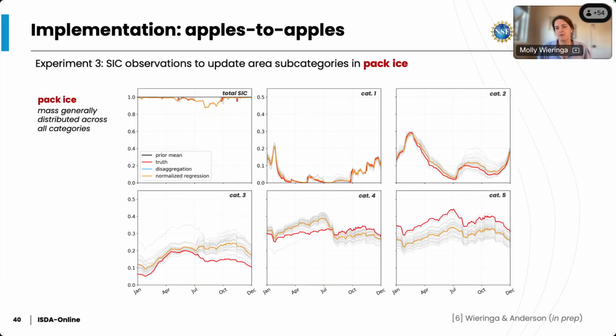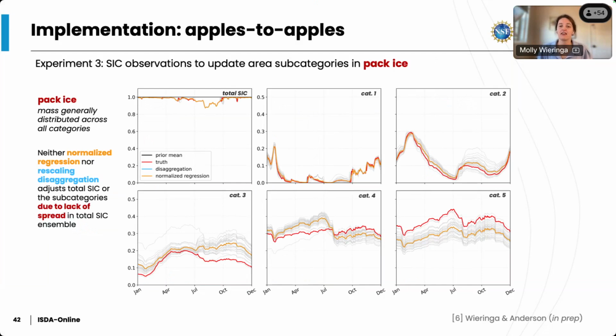The third version of this experiment tested these methods in the pack ice environment, where the subdivision of total sea ice concentration is relatively even across categories. And you'll notice pretty immediately that neither method adjusts total sea ice concentration or the subcategories. But this is largely due to the fact that ensemble spread in sea ice concentration in the upper left is so tight in this environment, because it's nearly always ice covered, that there's no notable sea ice concentration increment from the observation space update to either disaggregate or regress onto any of the subcategories.